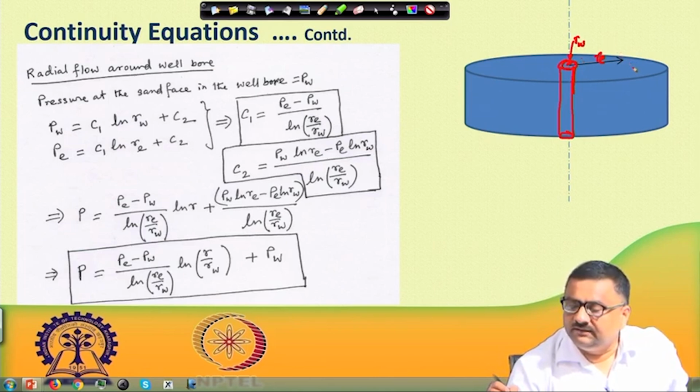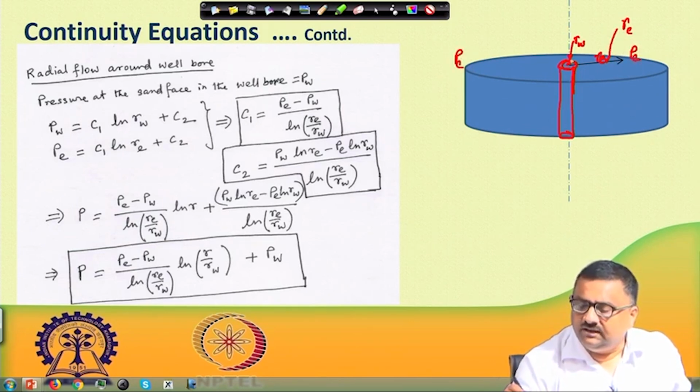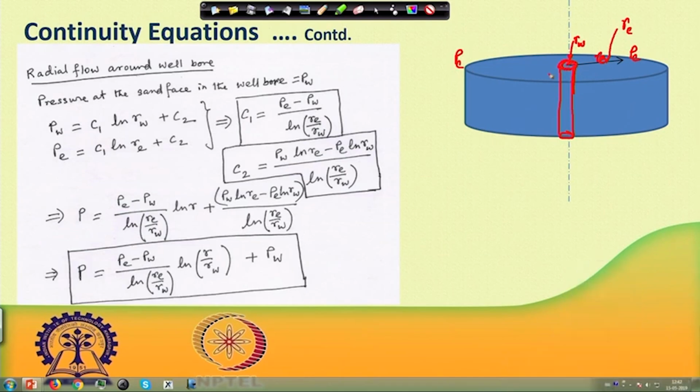So, we are looking at this radius R e and the corresponding pressure P e, and P e is everywhere here also. The radius of the well is R w, and on the sand face the pressure is P w. Now we can apply P is equal to C 1 ln r plus C 2 that we learned just now from the earlier section.